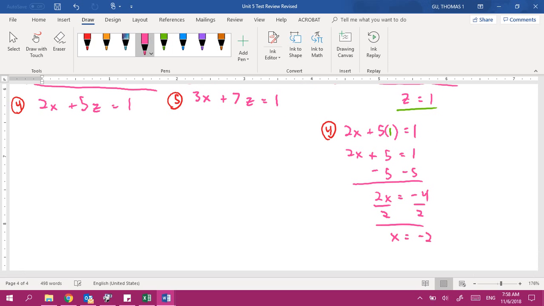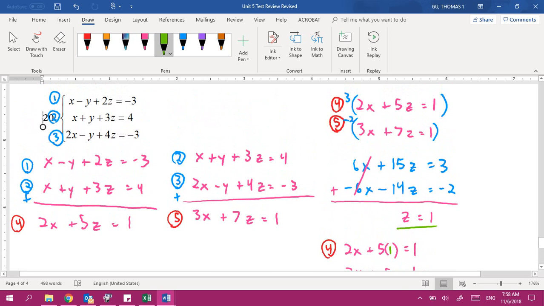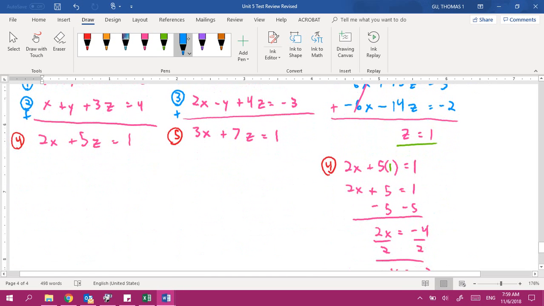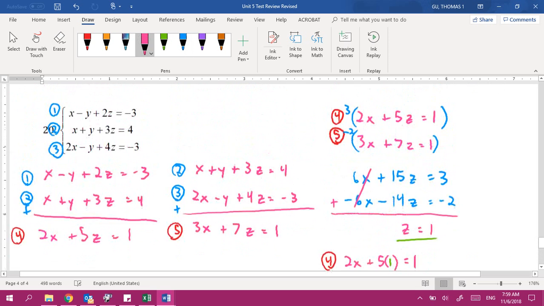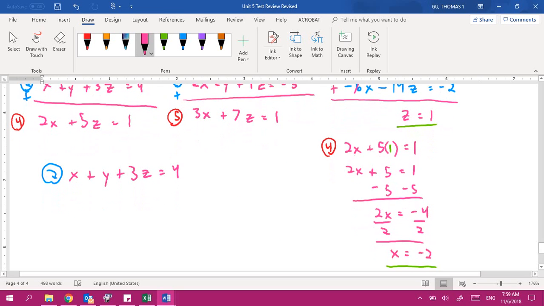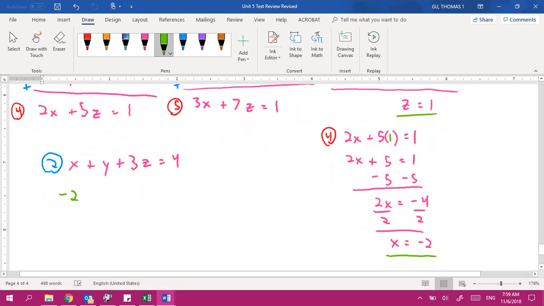That's right. And there's one more variable we have to find, and which one is that? That is y, right? So that's where we're going to go back to one of the original equations. And which one do you think would be easiest to find y? Number 2. Why is it number 2? Because y is positive. Right, because on equation number 2, y is positive. So we're going to use equation 2. Equation 2 says x plus y plus 3z equals 4. But we know that x is negative 2, and then plus y, we don't know y, plus 3 times z, but z is 1.